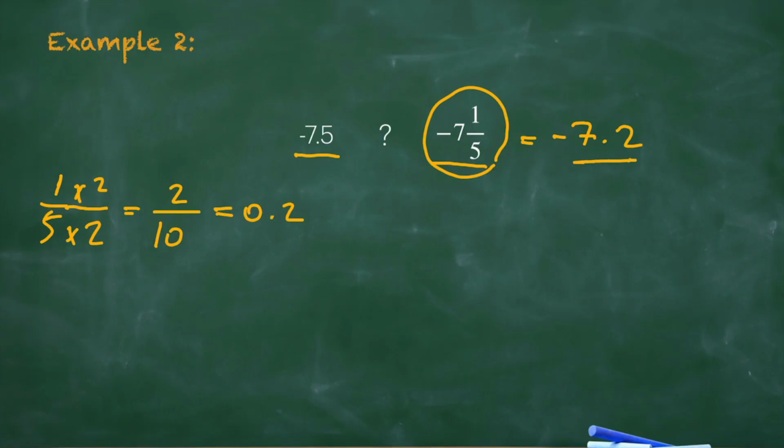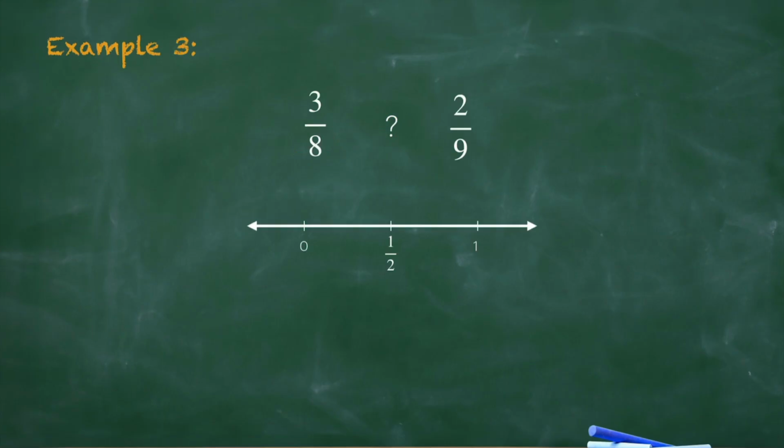So I'm actually going to be comparing -7 and 2/10 and -7 and 5/10. While we are looking at these numbers, we know that -7 and 5/10 is further left on the number line than -7 and 2/10. So -7 and 5/10 is going to be less than -7 and 2/10.